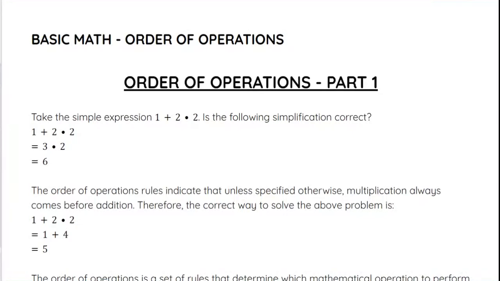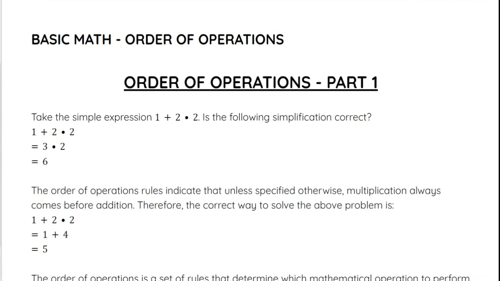Hey there. In this video, we are going to look at order of operations, specifically at what is the order of operations and how can we use an acronym to help us remember the order of operations. So we are going to start with a simple expression. So we will start with 1 plus 2 times 2. And we want to know, is this simplification order correct?